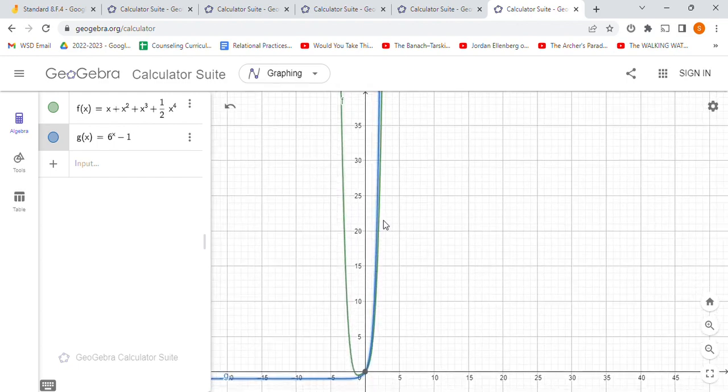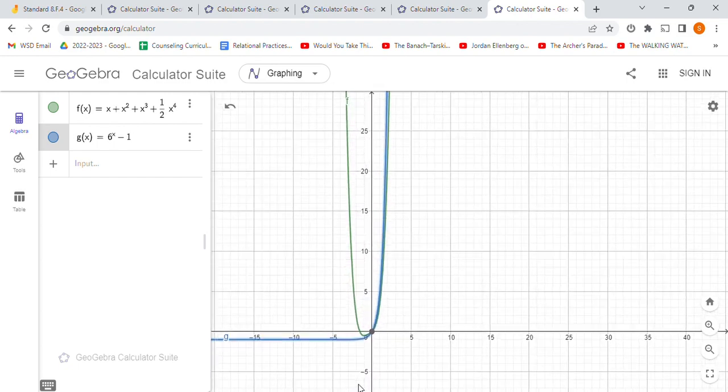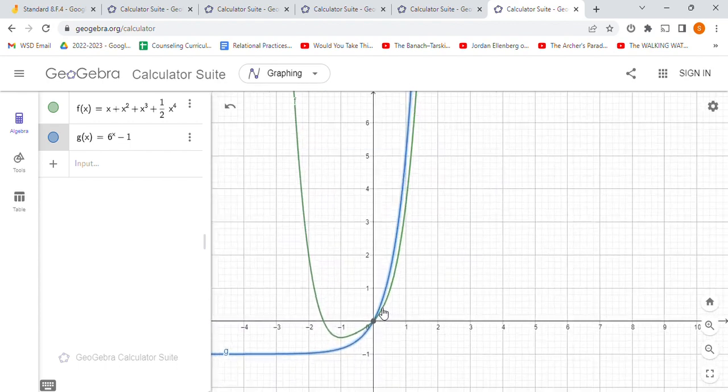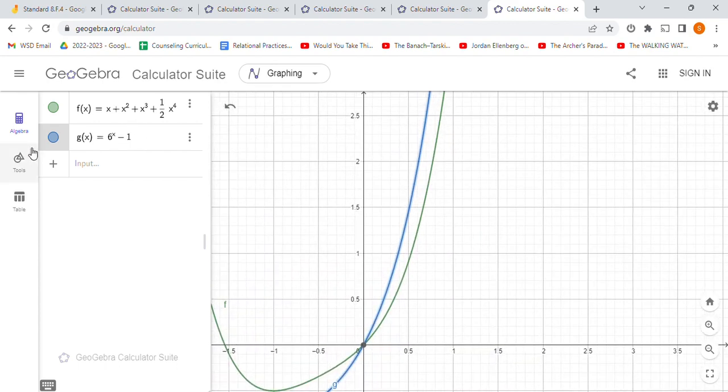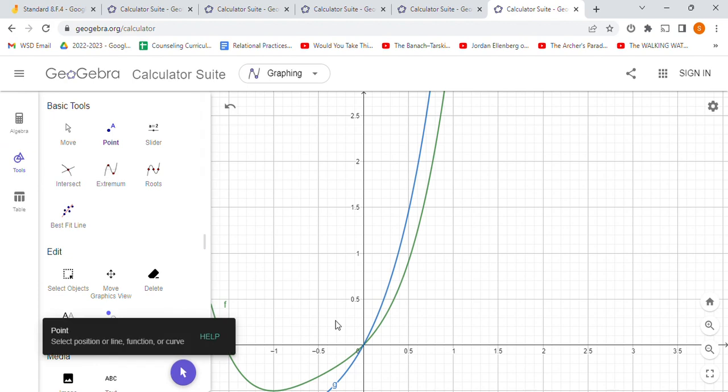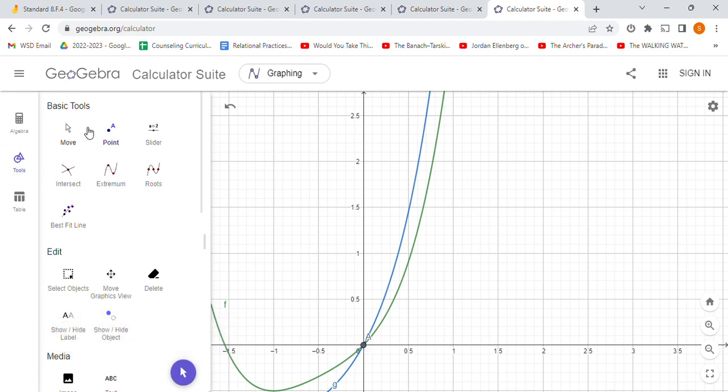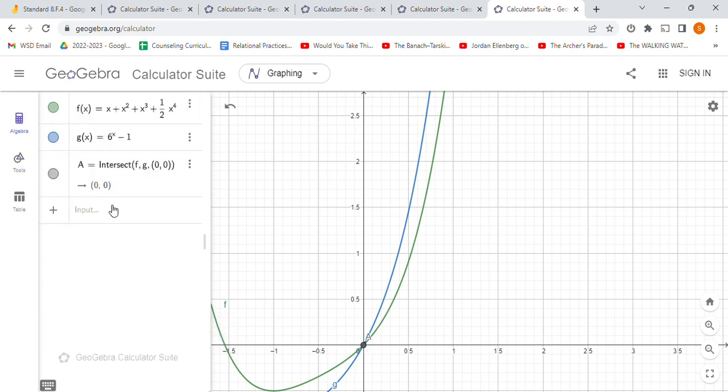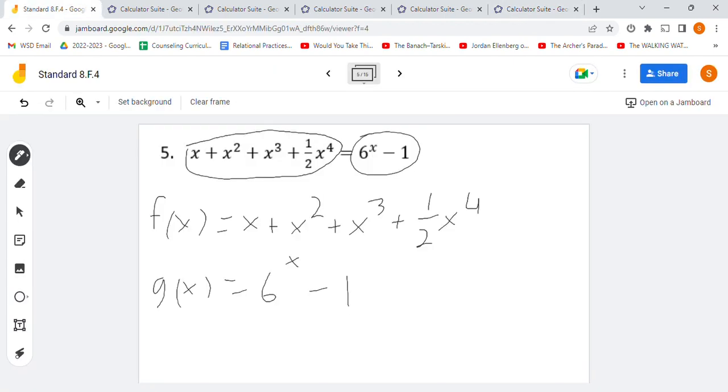So we're going to look down here at the bottom where they do intersect, zoom in, and we can see, if we put a point, that there is an intersection right here. It happens to be at the point 0, 0. So our solution for this one is x equals 0. And we just have the single intersection on that one, x equals 0.